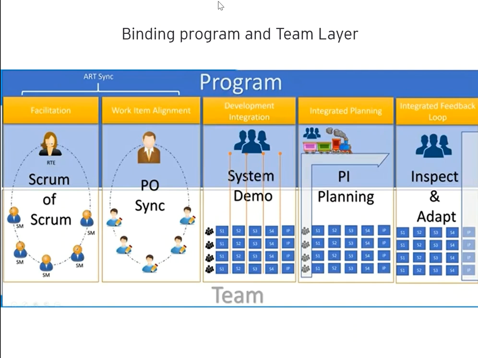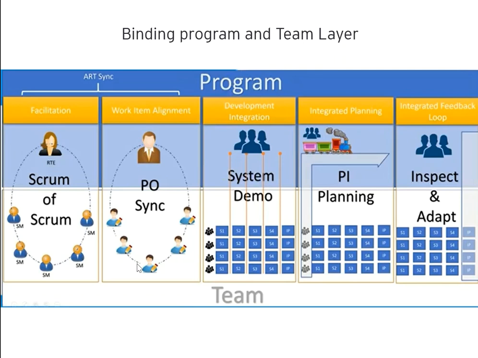And here we have something called binding the program and team layer. Since there are so many teams, there will be so many scrum masters. So there is something called an ART sync, where the release train engineer at the program level will contact all the scrum masters, ask for progress, and if there is any obstacle, the RTE will help to resolve those things. And at the work item level we have the same for the POs also.